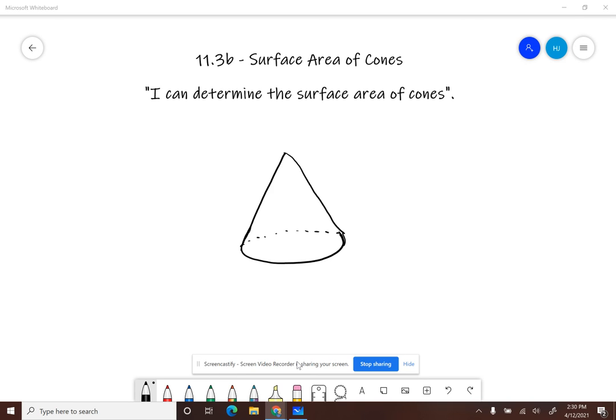All right, guys, we're doing 11.3b, surface area of cones. I can determine the surface area of cones. And this is actually one of the last things we're going to do with surface area before we move on to volume, which again is talking about the space something occupies, the inside. But again, we're still talking about surface area here, and we're talking about cones. Yesterday, we talked about pyramids, which is really going to help us today when we talk about cones as well.